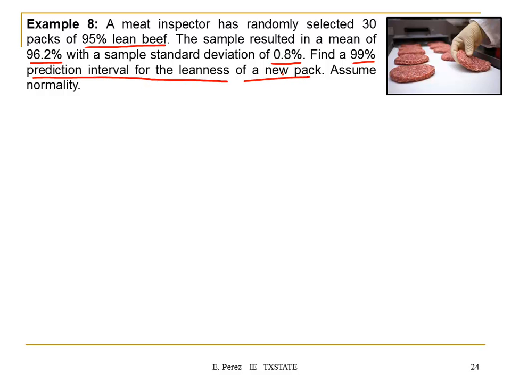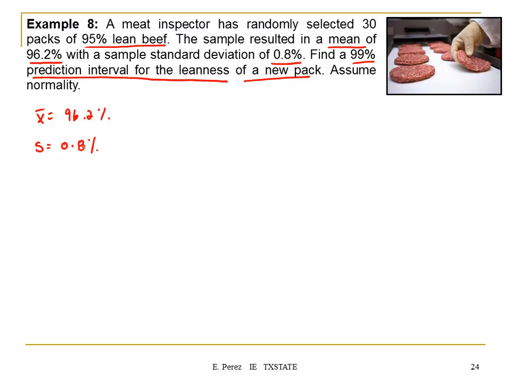So now we're going to predict the leanness of the next pack. We know the value of the sample mean. What will be that number from this example? Yes, the 96.2, that's the mean, with the sample standard deviation of 0.8%.